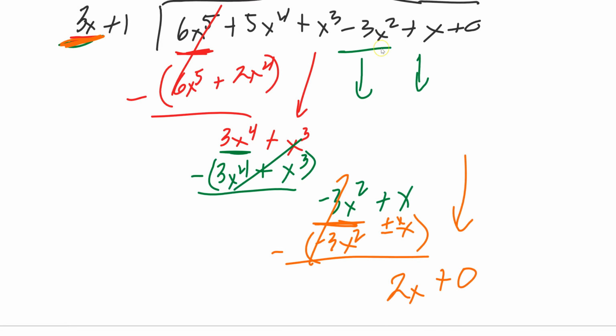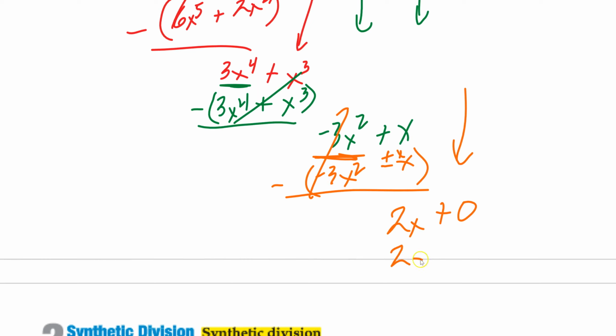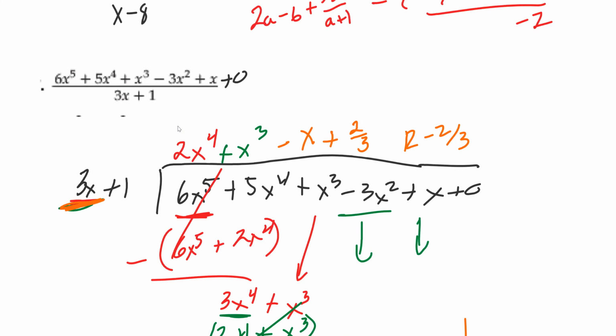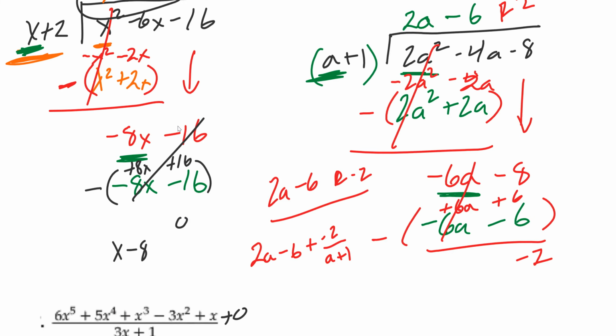So let's multiply that by both. And I get 2x plus 2/3. Subtract, gone, and I get negative 2/3 as my remainder. So that's the answer to that one. Alright, it's a little messy, but hopefully you see with the first part, it's the same thing. Just bring it down, subtract, repeat, bring it down, subtract, repeat, just like we always do in normal long division.